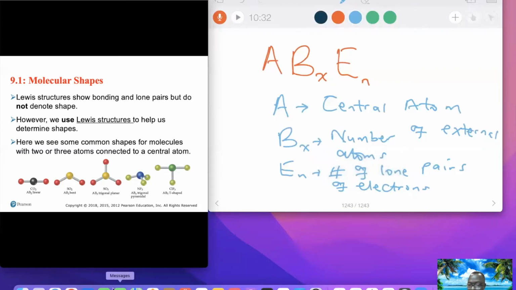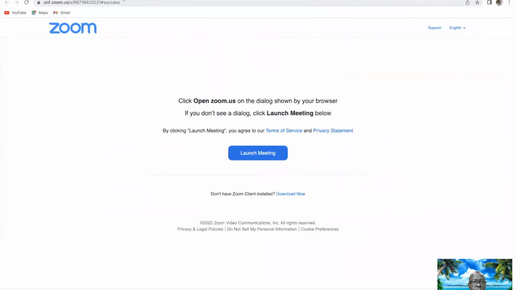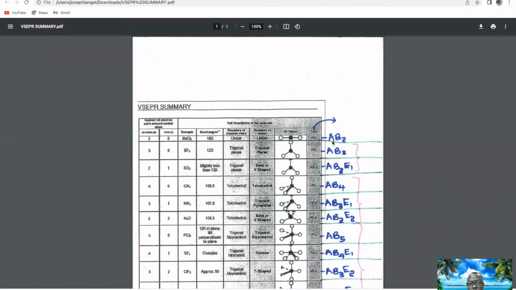This is the general template. I will allow you to use this table here. If you look at the last column I created here, AX2, AX3, AX3E1, these stand for two external atoms, and there is a single lone pair of electrons, that is one pair of electrons on the central atom. There are no pairs of electrons for external atoms.